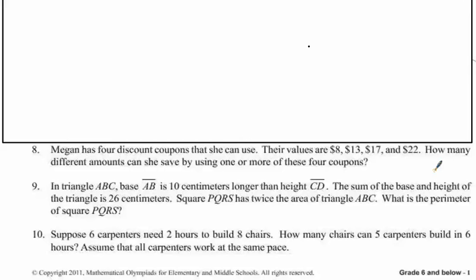So let's draw the triangle. So you have base AB, so then this has to be C. And we know that base AB is 10 centimeters longer than the height CD. So we'd say CD plus 10. And then since we know that the height is CD, you have C up here, and then you'd have to have D down here to get the height.